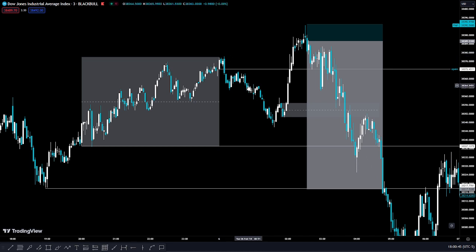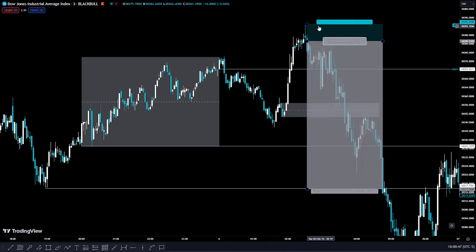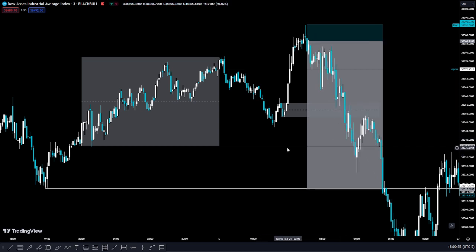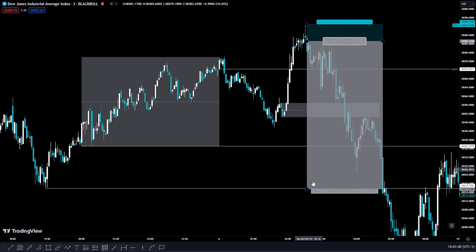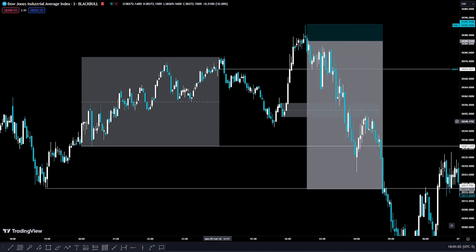What you want to do is make sure you are selling above the open or buying below the open, depending on what price takes. You understand? So with this, you can see we are waiting. Price was going down. You will not do anything because price hasn't taken any side. You can't call this a raid. So we're waiting for price to either take this high or take this low.